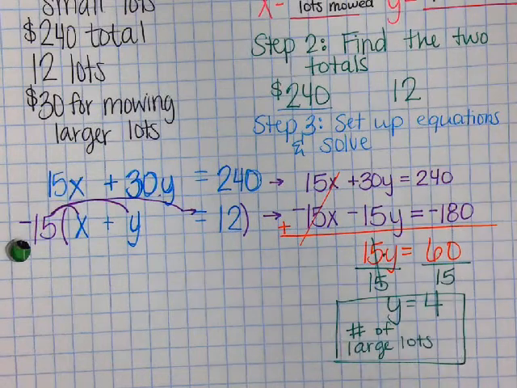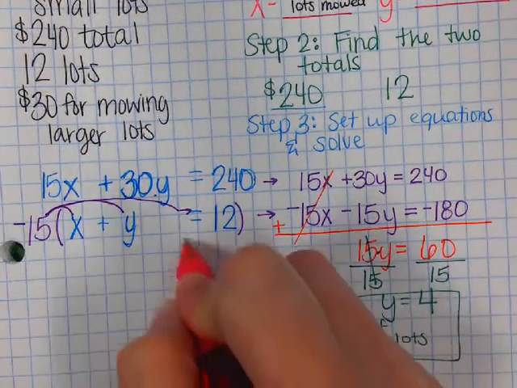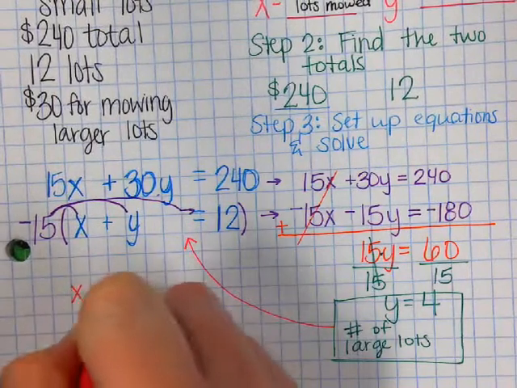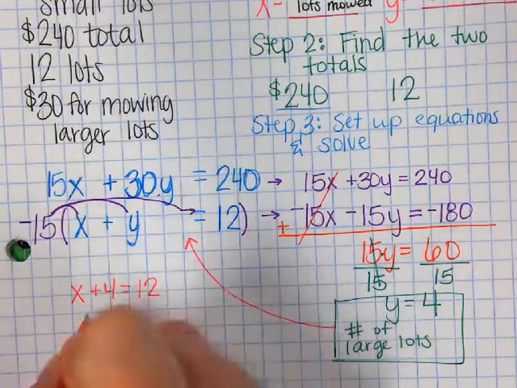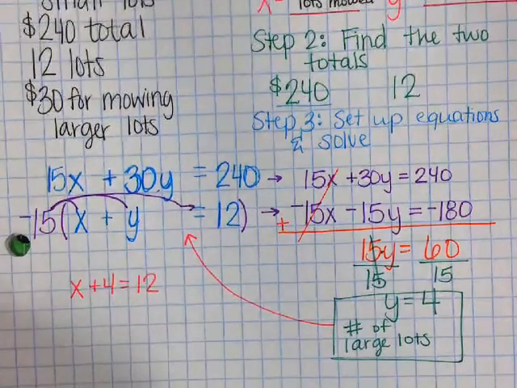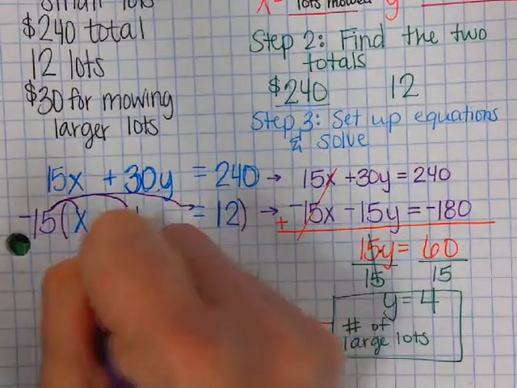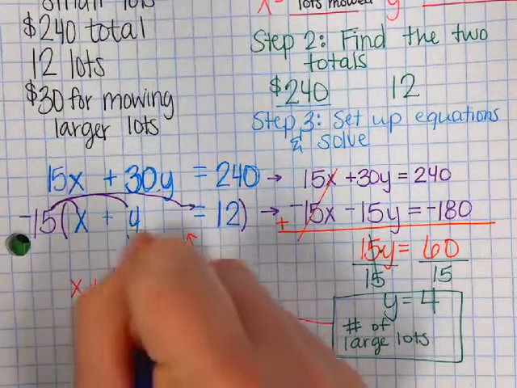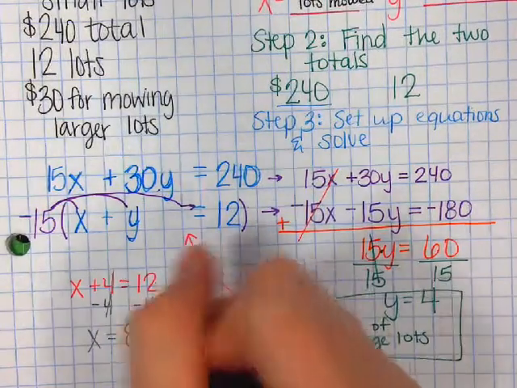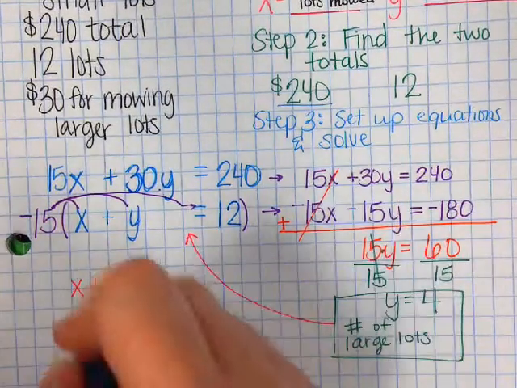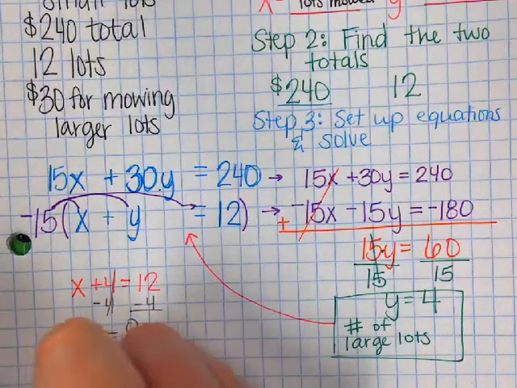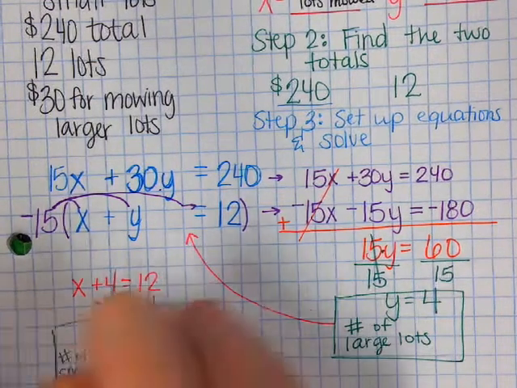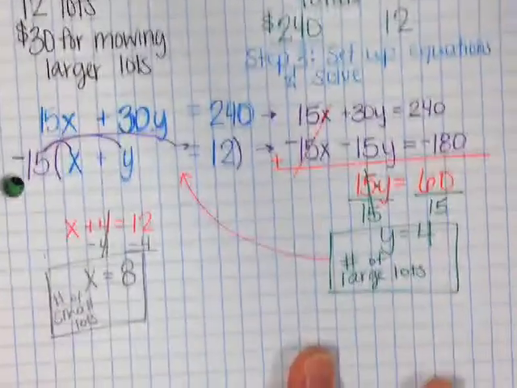Okay, now you can plug it back into either equation. I personally think it's way easier to plug it into this one because it would just be x plus 4 equals 12, and then minus 4, so x equals 8. So 12 minus 4 is 8, and that is number of small lots.